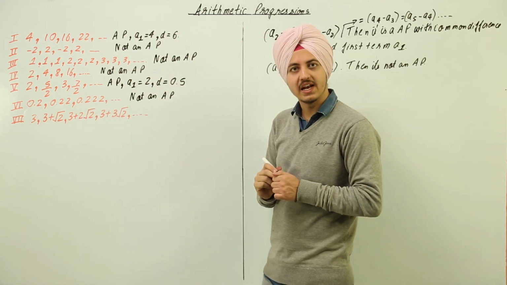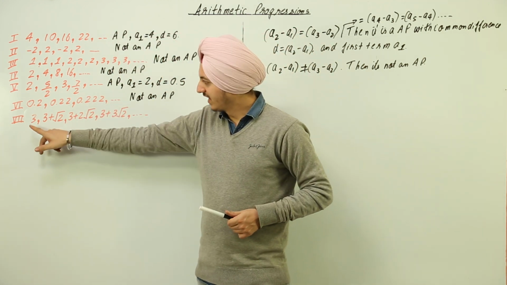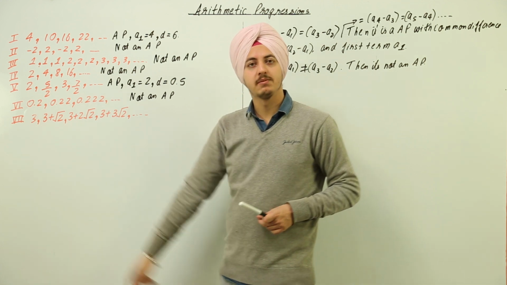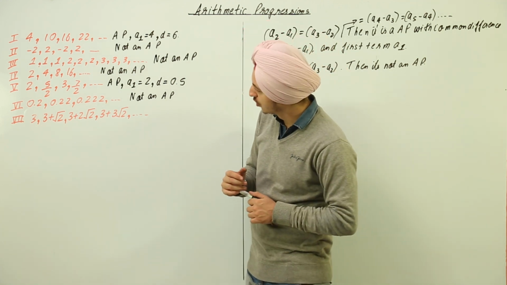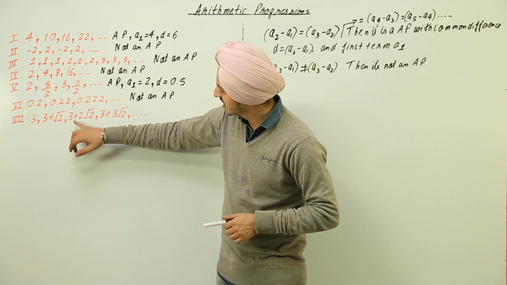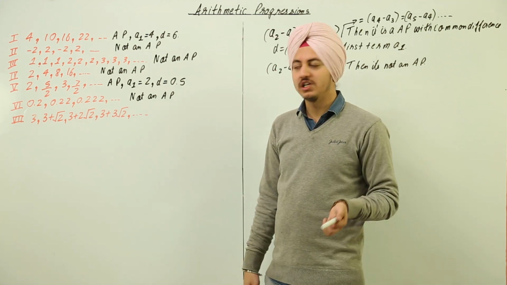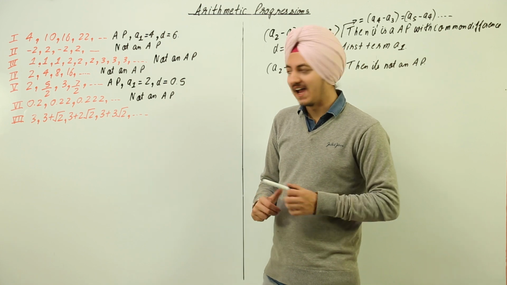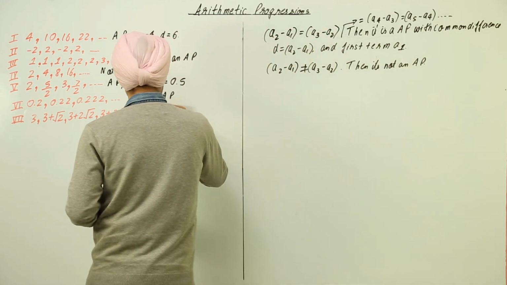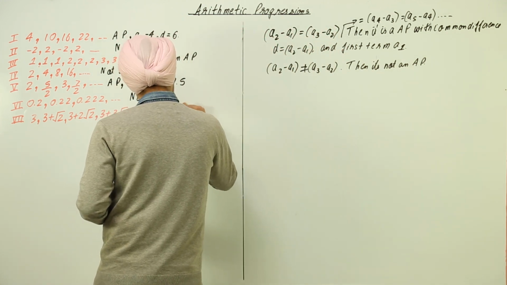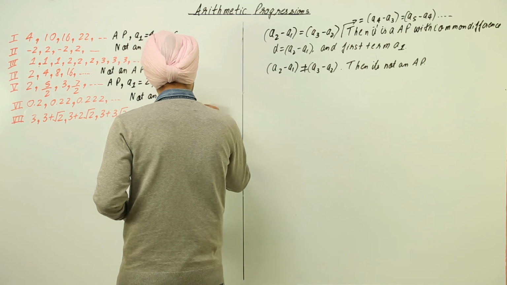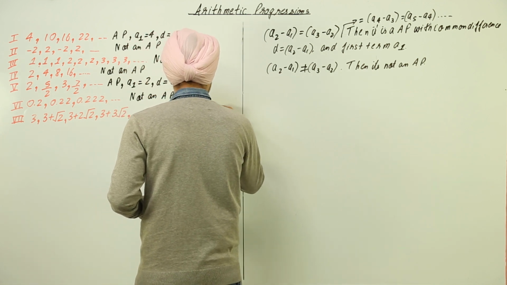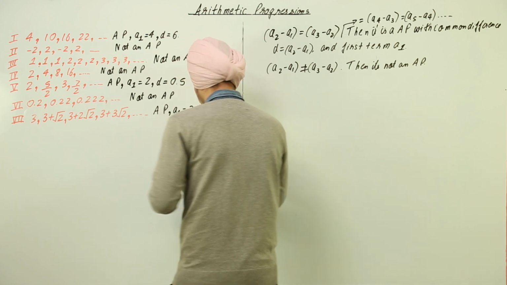Now if you see over here in the last example, we have the first term as 3, the second term is 3 plus root 2, the third term is 3 plus 2 root 2, the fourth term is 3 plus 3 root 2. So over here again, this is an AP with first term, that is A1, equal to 3 and the common difference equal to root 2.